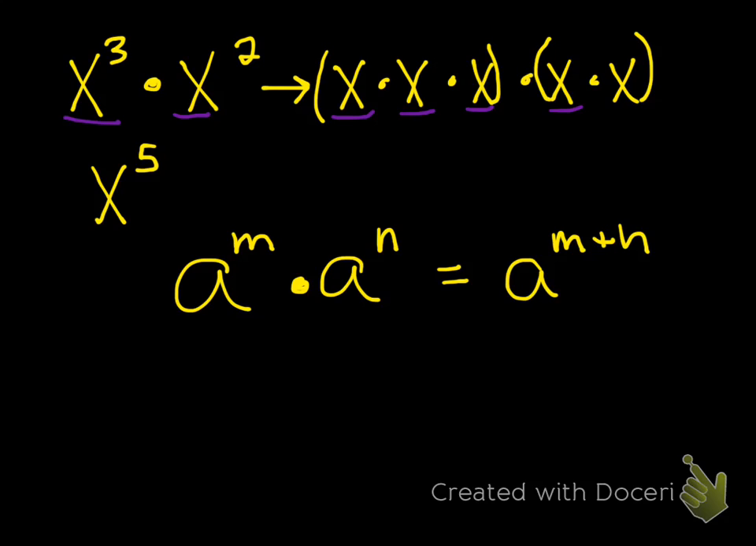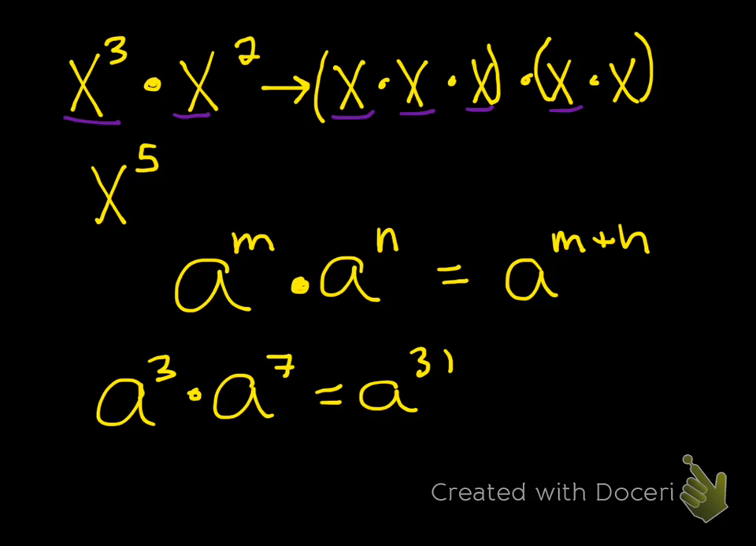Okay, let's just do another example real quick. So if you've got a to the third times a to the 7th, you can go ahead and write out 3 a's and 7 a's if you want, but if you know, all you're going to do is a to the 3 plus 7, you get a to the 10th power. Okay, so you're just going to have to ingrain this in your brain because it's very, very important.